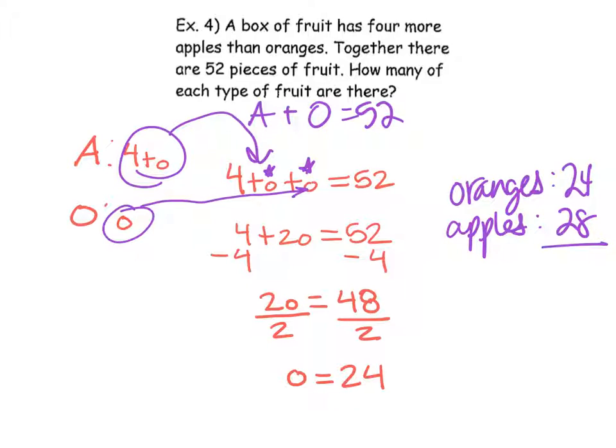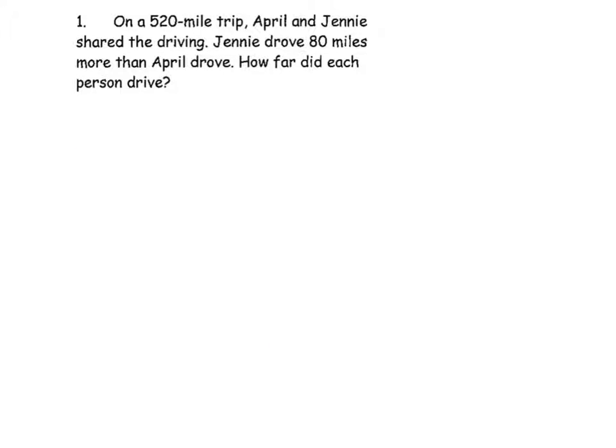Okay, so what I did is I have on the back side four problems for you for homework. Turn it over. Nothing is more difficult. I need you to practice with this. April and Jenny drove 520 miles. I'm going to draw a little diagram. Jenny drove 80 miles more. Remember, more means a plus sign.